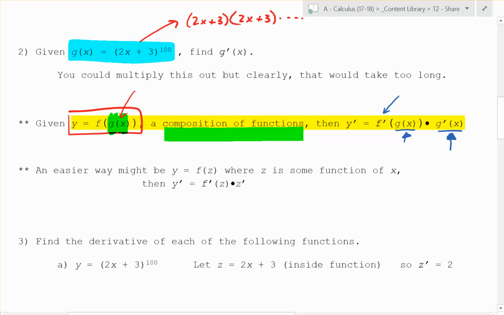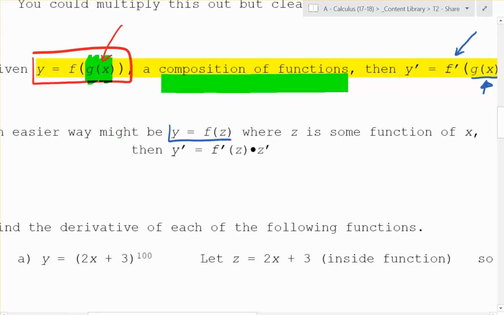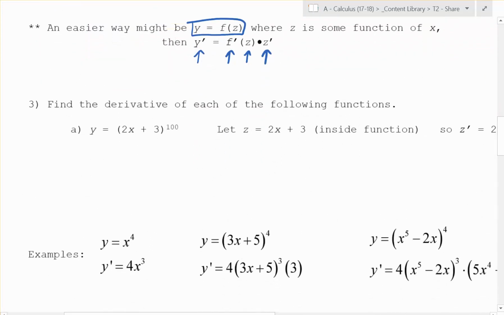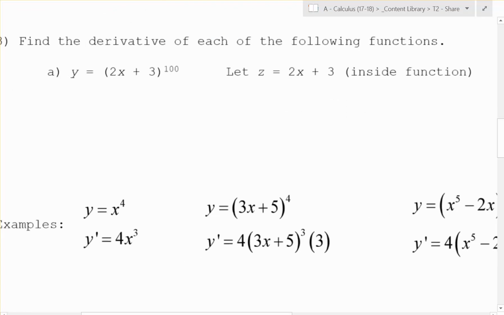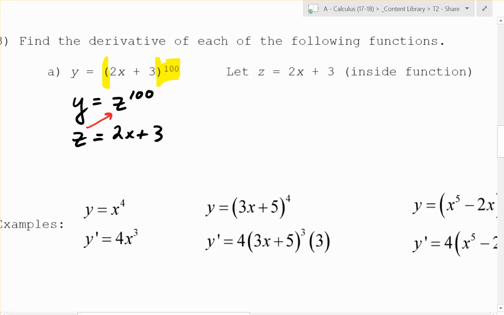Another way to say it is, let's say y is equal to some f of z. Then y prime is the derivative of the outer function evaluated at the inner function times the derivative of the inside. So for example, on the first one we looked at, the outer function is something raised to the 100th power, so we'll let y equal z to the 100th, but we're going to let z equal 2x plus 3. When you plug z into here, you get the same function. So let's use the chain rule.